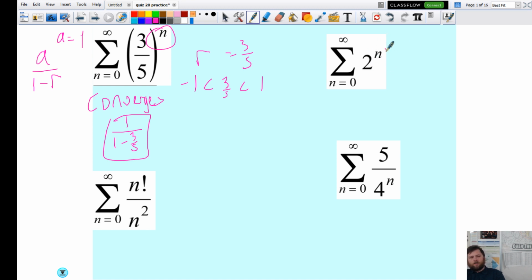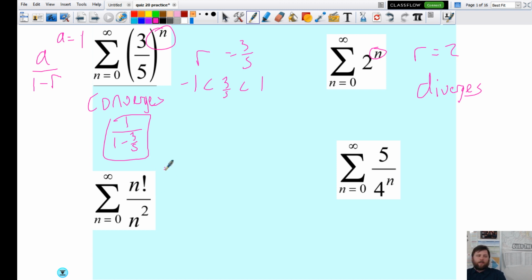Next one. This is also geometric, even though it doesn't look like a fraction, because I have an exponent. My r in this case is 2, which is way too big, so we say it diverges. Excellent. Next one. Does it look geometric? Nah. Does it look like an alternating series? Nah, it has no -1 in it.